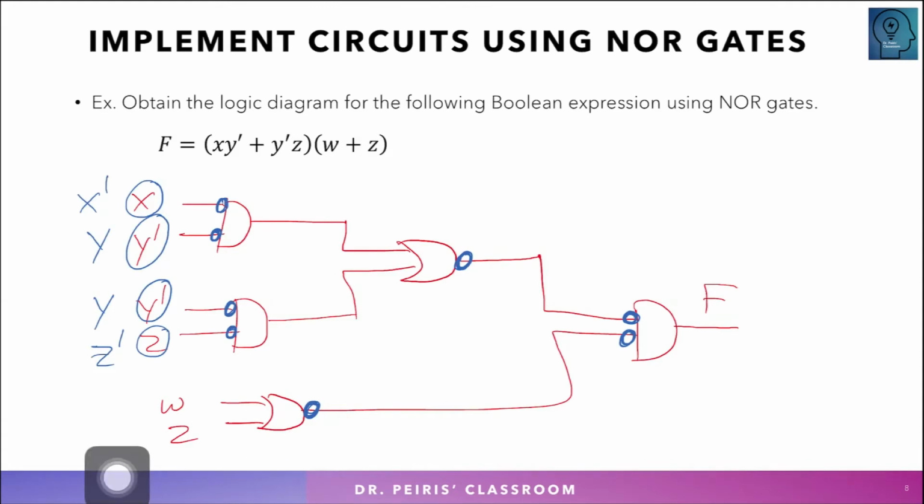So the most important thing is this side, so we see that we must change the variables on this side. So these are gone, so the new variables are these. So this is how you implement circuits using NOR gates.